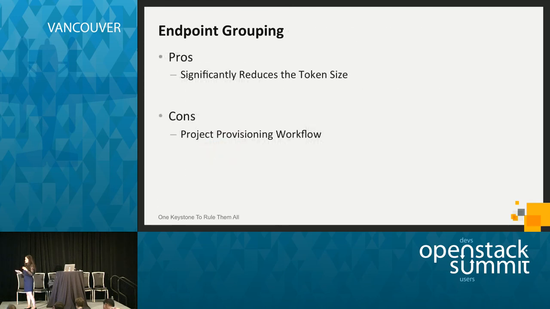The biggest problem with this feature is that the groups are at the project level, so it impacts the project provisioning workflow. Whenever a project is created, we have to make sure that we associate this group to that project. So it impacts the entire provisioning process. But the biggest advantage is it significantly reduces the token size. Today, we don't have this feature enabled. We have tested it well in our environment. We haven't enabled it, but we are going to enable it. It's being delayed because of the project provisioning workflow, but we have plans of enabling this.